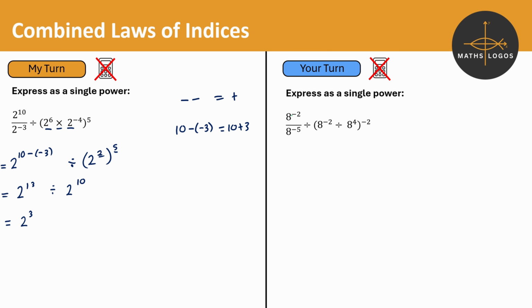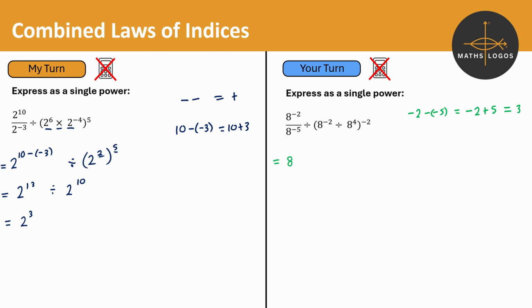Let's start by tidying up this fraction. So 8 to the power of negative 2 divided by 8 to the power of negative 5. I'm dividing powers with the same base. I subtract my indices. So I would do negative 2 subtract negative 5. Okay, like this. This calculation, negative 2 subtract negative 5, is equivalent to negative 2 add 5, which is equal to 3.